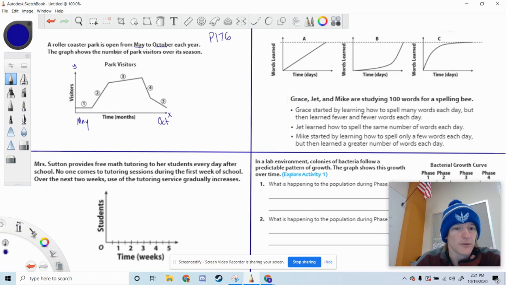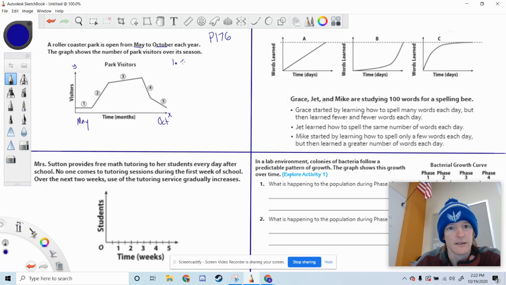But let's see, the roller coaster park is open from May. So in May, at the beginning of the season, this roller coaster park doesn't have very many visitors. As we go up on this graph, we'll have more and more visitors, right? And we can see in the middle of the summer, we're going to have a lot of visitors. So I want to talk about what we see happening at 1, 2, 3, 4, and 5. So at 1, we can see this graph shows a period of time.